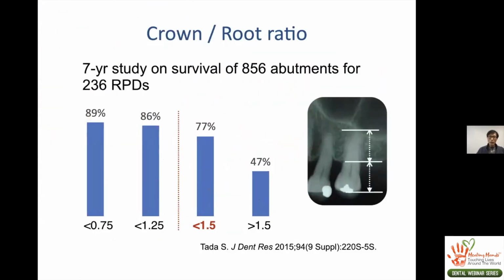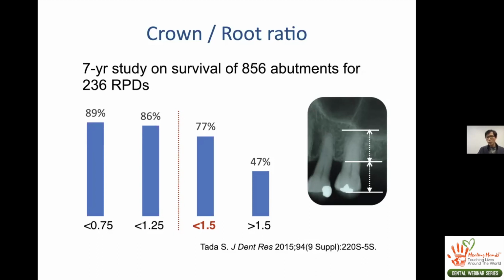One of the factors that we need to look at, because abutment failure can be higher with partial dentures, is the crown-root ratio. This is a 7-year clinical study that looked at the survival of almost 850 abutments for 236 partial dentures. They found that when the crown-to-root ratio is greater than 1.5, which would be almost 50 or 60% bone loss below the CEJ, the survival of the abutment can be dramatically diminished. So we need to look at the crown-root ratio.